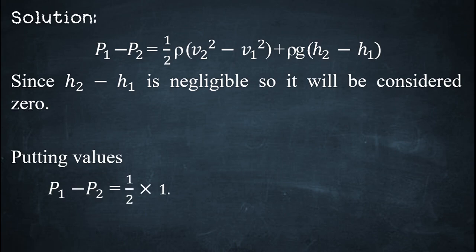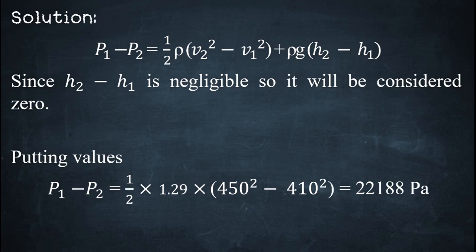P1 minus P2 will be equal to half. The value of rho is 1.29, the value of V2 is 450, the value of V1 is 410. Calculating the result, we will have the value of P1 minus P2 is equal to 22188 pascals.